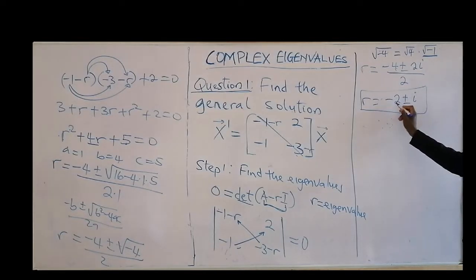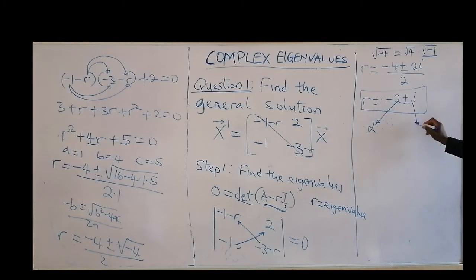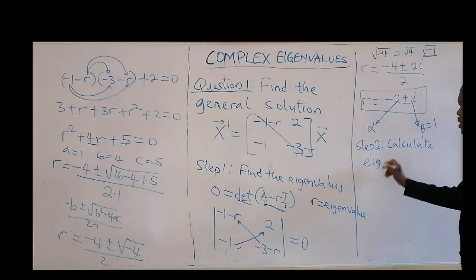And don't forget the real part is the alpha. The imaginary part is beta. So beta is the coefficient of your i, which is 1. Okay? Then the next thing to do now, step 2, is to calculate the eigenvector.